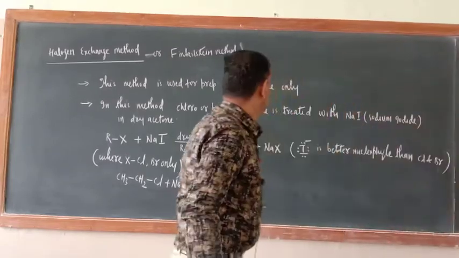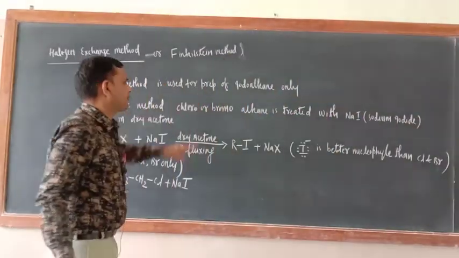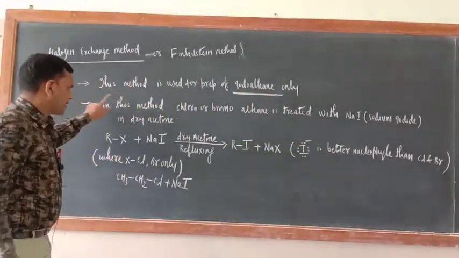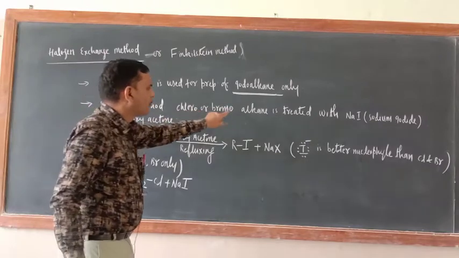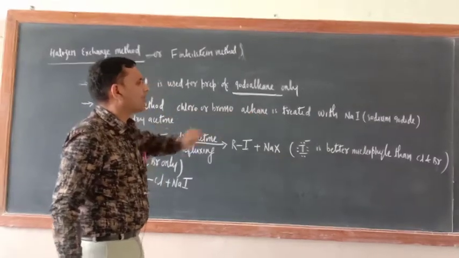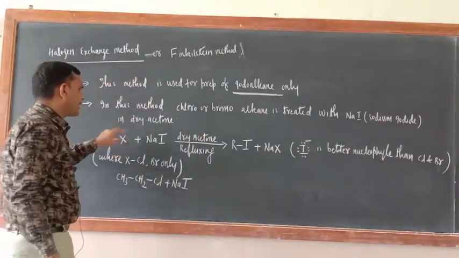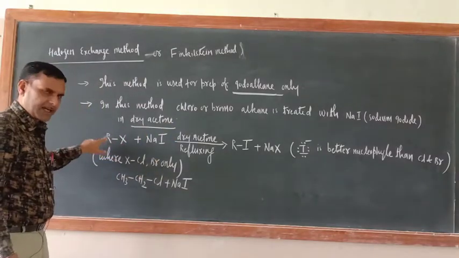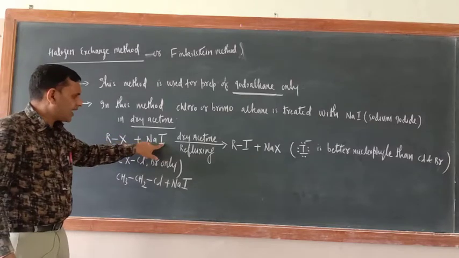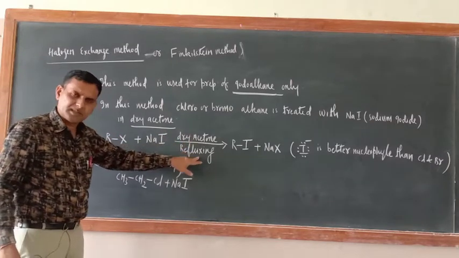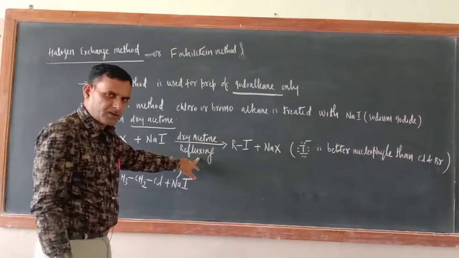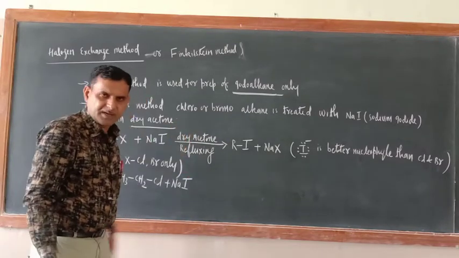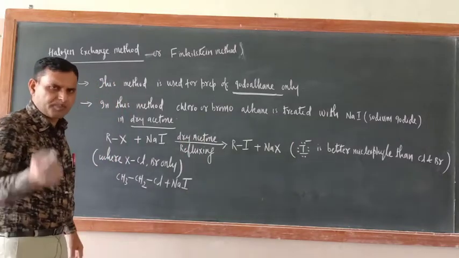This method is used for preparation of iodoalkane only. Remember, in this method, chloro or bromoalkane is treated with sodium iodide in dry acetone. See the general reaction: RX, meaning alkyl halide, plus NaI, dry acetone, refluxing. The meaning of refluxing I already taught you. It is a bit different from distillation.